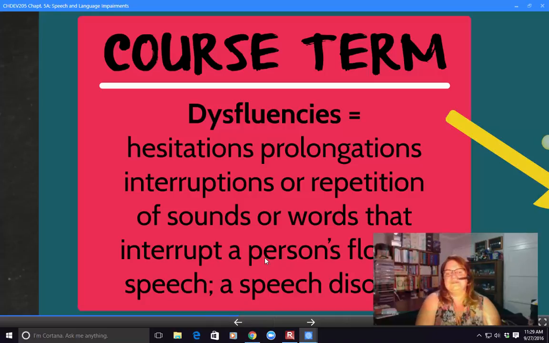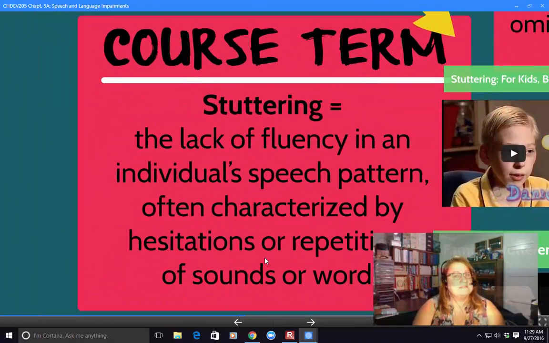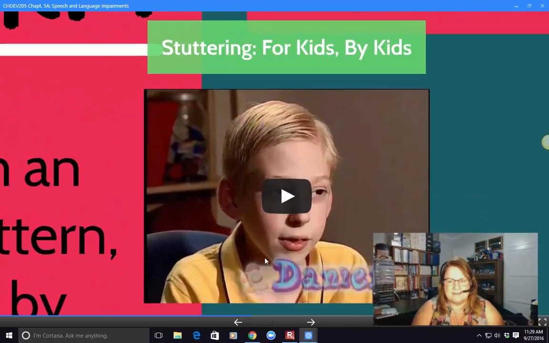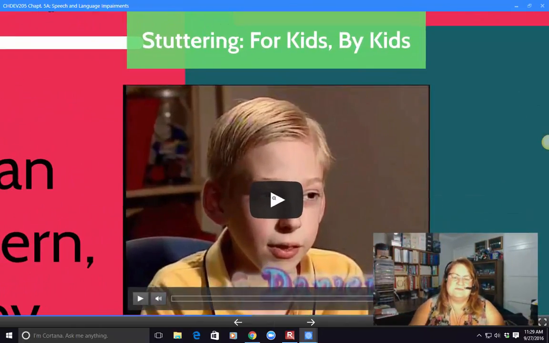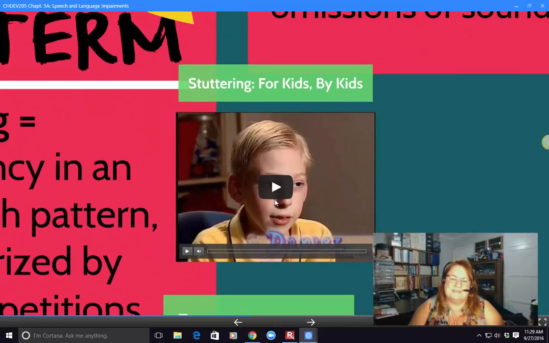So now a disfluency: fluency is something that's smooth, right? A disfluency is chopped up. There's two types, and I'm really glad that the book talks about both types. One is a stuttering. We know we're pretty common. Most of us know what a stutter is. And this one I like because it's from the kids' point of view, and it's adorable.